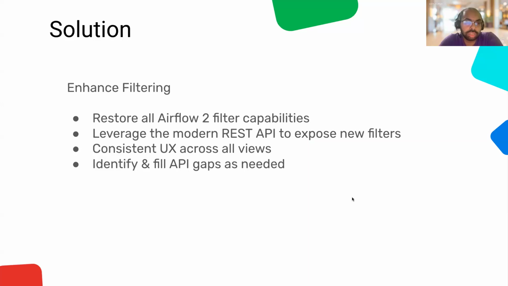Now, the solution is to ensure that whatever filter capabilities we had in Airflow 2, we just restore them like they were and also try to build on top of it, maybe add additional ones as well. And doing that is a twofold process. So we identified what all screens we had filters with and what all filters we need in Airflow 3, and try to see what screens we need to implement these.